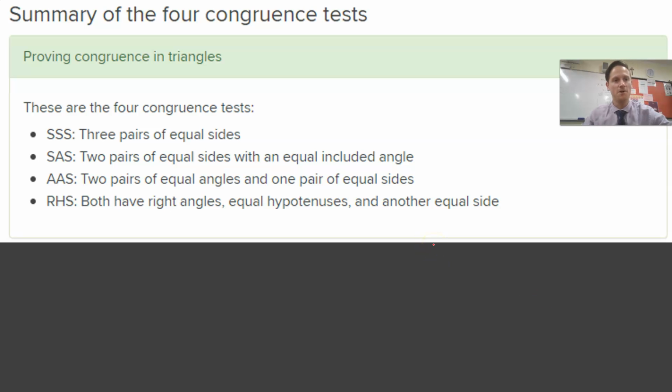So a summary to finish the video, there are 4 tests for congruence. SSS is you have 3 pairs of equal sides. SAS is when you have side, angle, side, and the angle has to be included. Don't make the mistake I made teaching this in class today. And then AAS is 2 pairs of equal angles and 1 pair of equal sides. RHS, both triangles have right angles, equal hypotenuses, which is opposite the right angle, and another equal side.